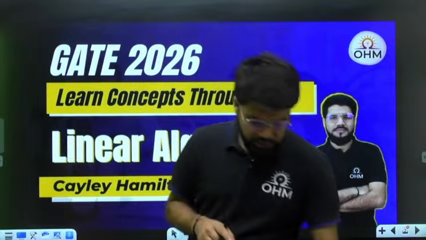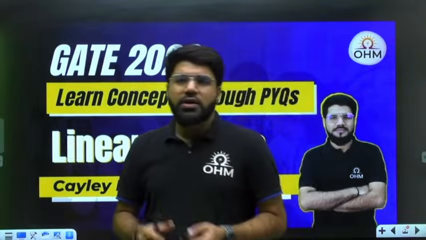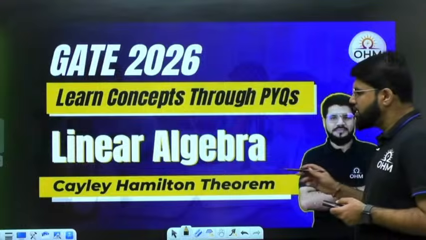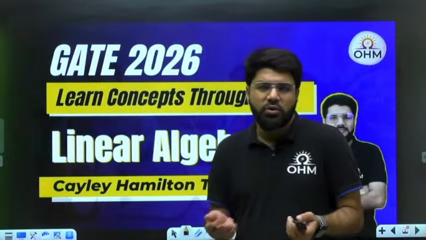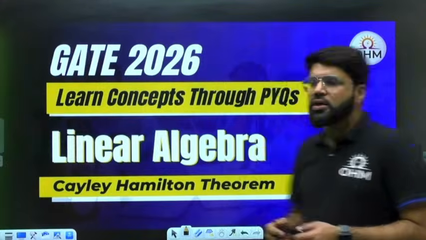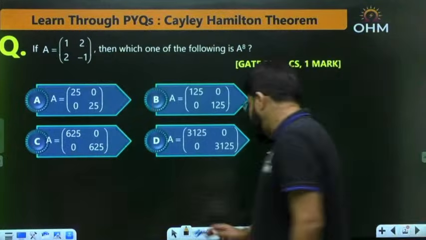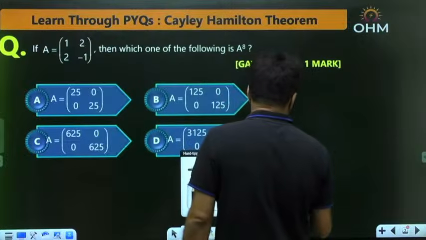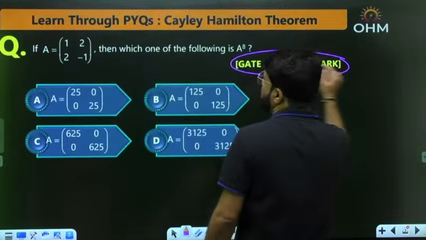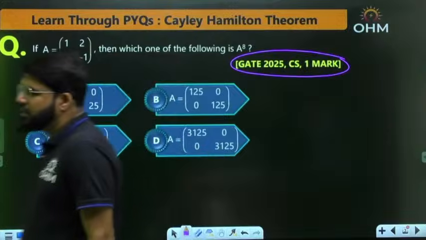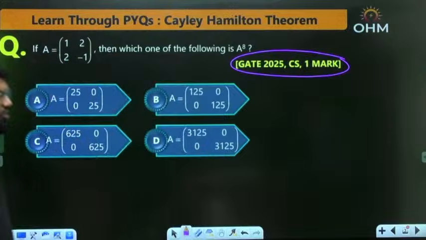Good evening, Ganesh. So finally, let's get started and talk about the Cayley Hamilton theorem. As we know, we are learning concepts through PYQ. So let's get started with the first PYQ of the day, and this is a very recent one, GATE 2025, a 1 mark question. If A is the given matrix, which of the following is A power 8?